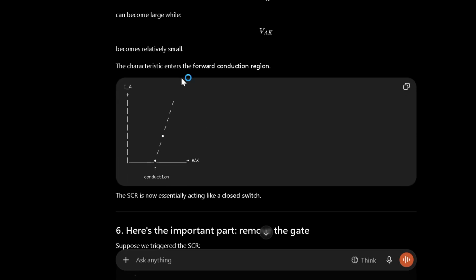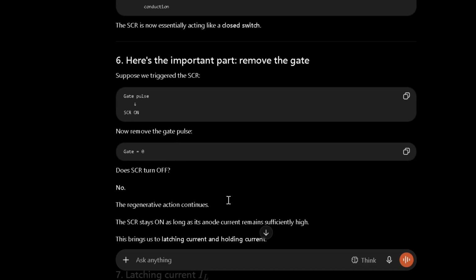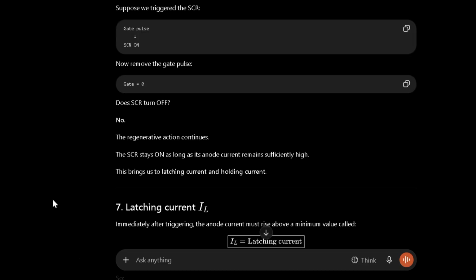Here is the important part: remove the gate. Suppose we trigger the SCR with a gate pulse and the SCR turns on. Now remove the gate pulse. The SCR does not turn off, because the regenerative action continues. The SCR stays on as long as the anode current remains sufficiently high.